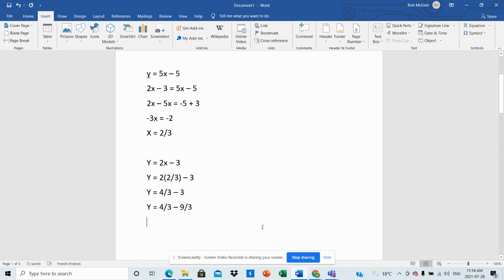And as we keep going on there, we'll be able to now solve this. 4/3 minus 9/3, y equals minus 5 over 3. Final step, put it in brackets. We get 2/3, comma, minus 5/3. Perfect. That's the first one. I'll come back and do the other ones after.